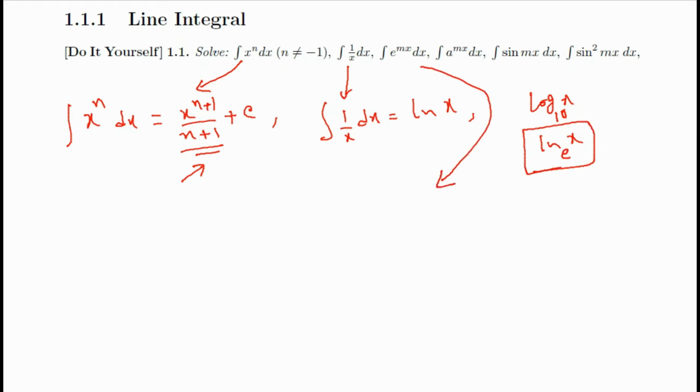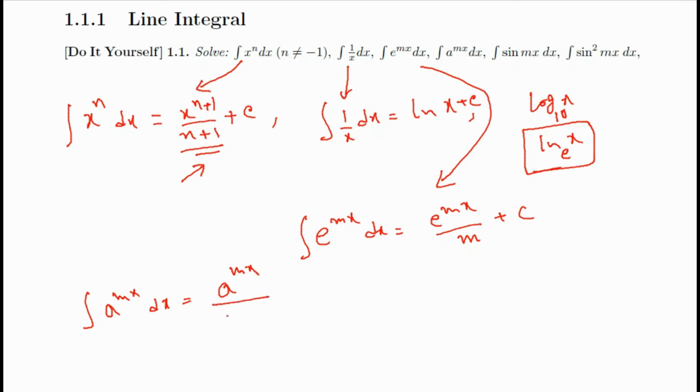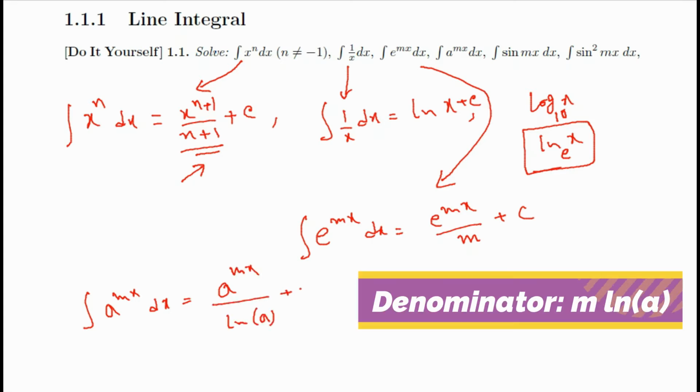The integral of e to the power mx is, obviously, every integration has an arbitrary constant c, so e to the power mx by m plus c. Next is a to the power mx. The integral of a to the power mx dx will be a to the power mx by ln a plus c.